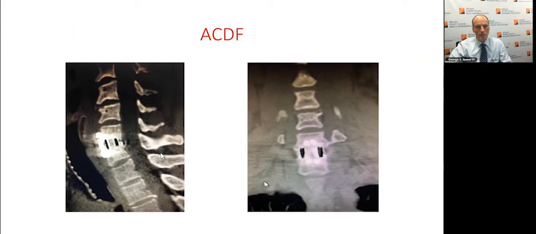When an anterior cervical discectomy and fusion is done well, it should look like this. There should be a fusion mass going directly through the center of that vertebral body. There should be bone resected from the back here on the sagittal image, and the plate should be at least 2.5 centimeters from the adjacent superior end plate and 2.5 millimeters from the adjacent inferior and superior end plates.